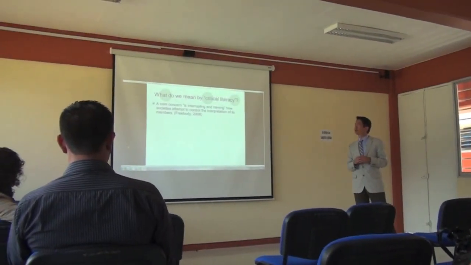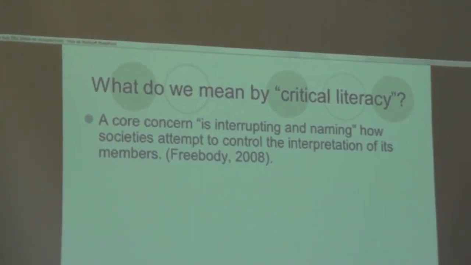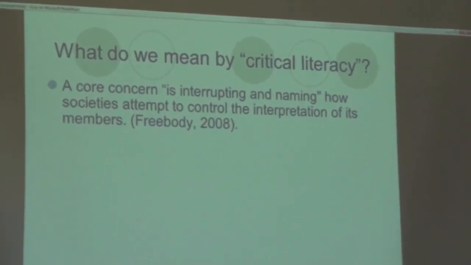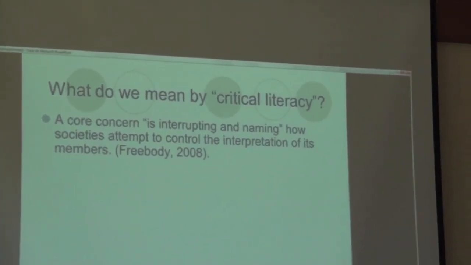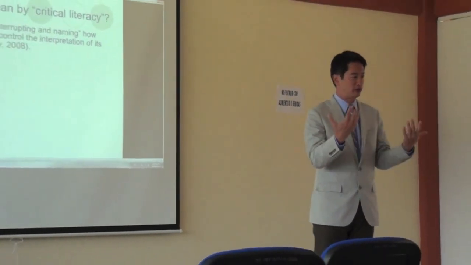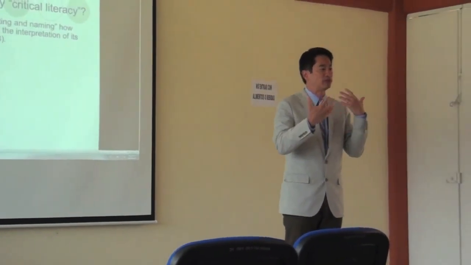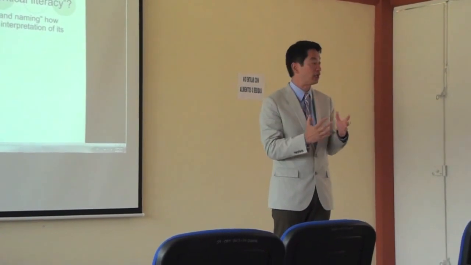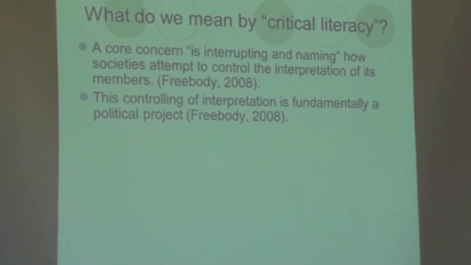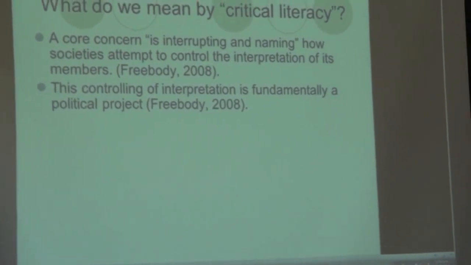So Peter Freebody talks about the core concern about critical literacy is how we interrupt and name how societies attempt to control the interpretations of its members. So for example, let me give you an everyday example, and I was talking about this with several students, how the media frames certain events. Well, the media presents a certain event in a certain way to help us decide our interpretation of it. And I would say that, as Peter Freebody argues, this controlling of interpretations is fundamentally a political project. Okay?